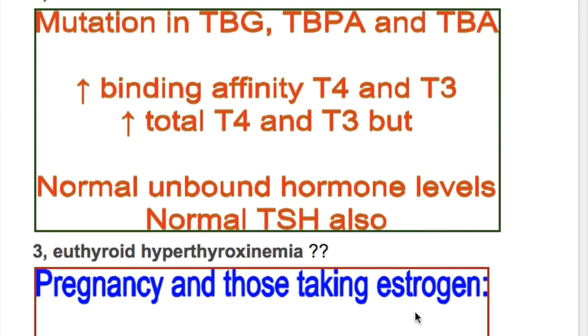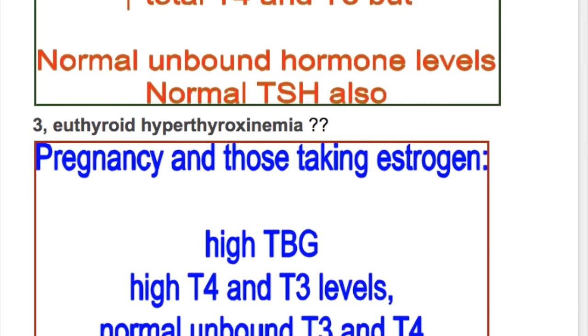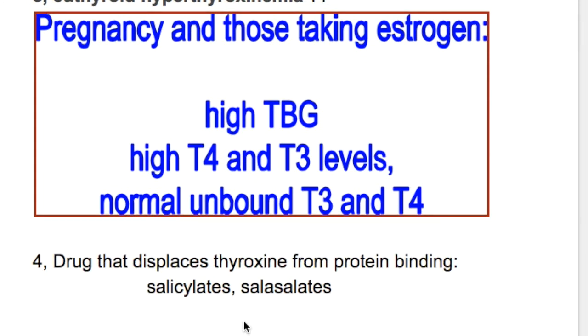Pregnancy and those taking estrogen. In these conditions, there is high thyroid binding globulin, high T4 and T3 levels, and normal unbound T3 and T4. Drugs that displace thyroxine from protein binding are salicylates.